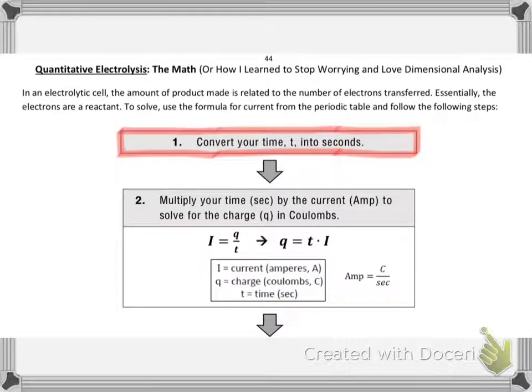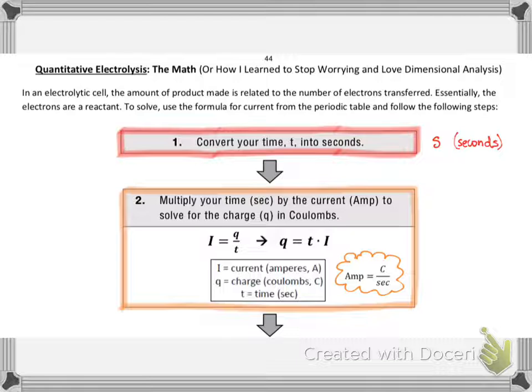Before you start any other math, the first thing you want to do is make sure you know the amount of time in seconds that this process is happening. You're going to multiply that time in seconds times the current that is flowing through your electrolytic cell. The current is measured in amps. Now an amp, or ampere, is defined to be a coulomb per second. This unit conversion is not provided to you on your formula chart, but you kind of need to know it anyway. It'll really make this whole process easier, so you might want to make a note that you need to know that.